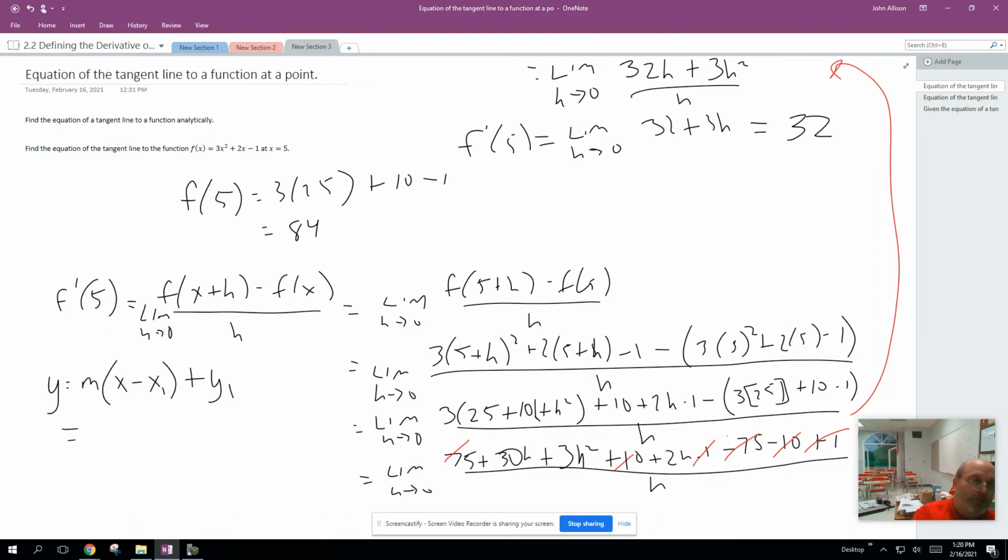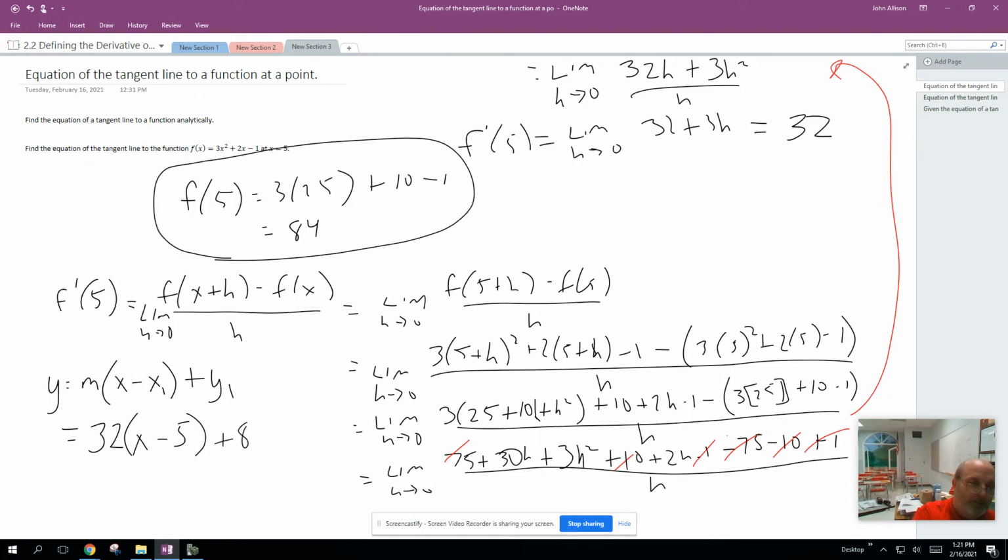So our slope is our f prime of 5, which is 32. We keep the x because we need the variable in the line equation, minus, now x1 is 5. That's the x value of the point (5, 84) that we got from here, and then plus 84. And this is going to be the equation of the line at x equals 5.